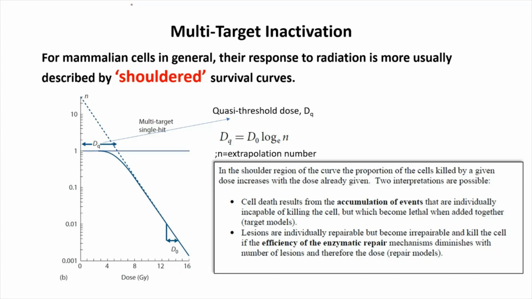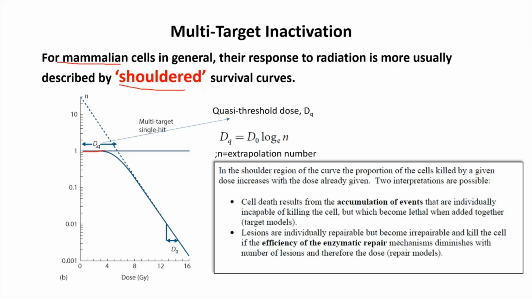So these models are basically generalized for mammalian cells, and they have a shoulder on the cell survival curve. So what is this shoulder? These are the shoulder part. It means that for a cell to die, it needs a threshold radiation dose, and once that threshold radiation dose is surpassed, then the events that lead to cell lethality keep on increasing, and the cells keep on dying over increase in radiation dose.